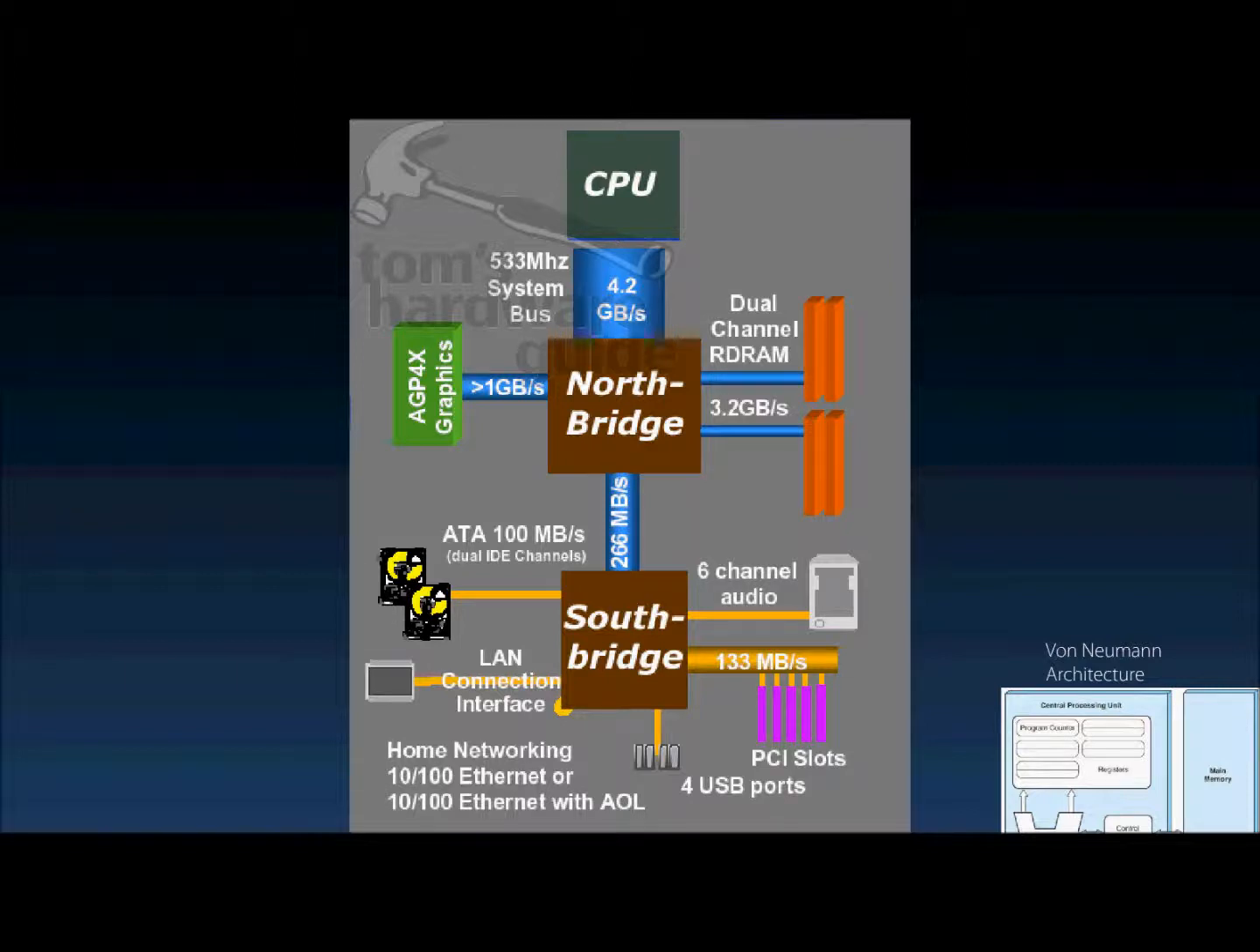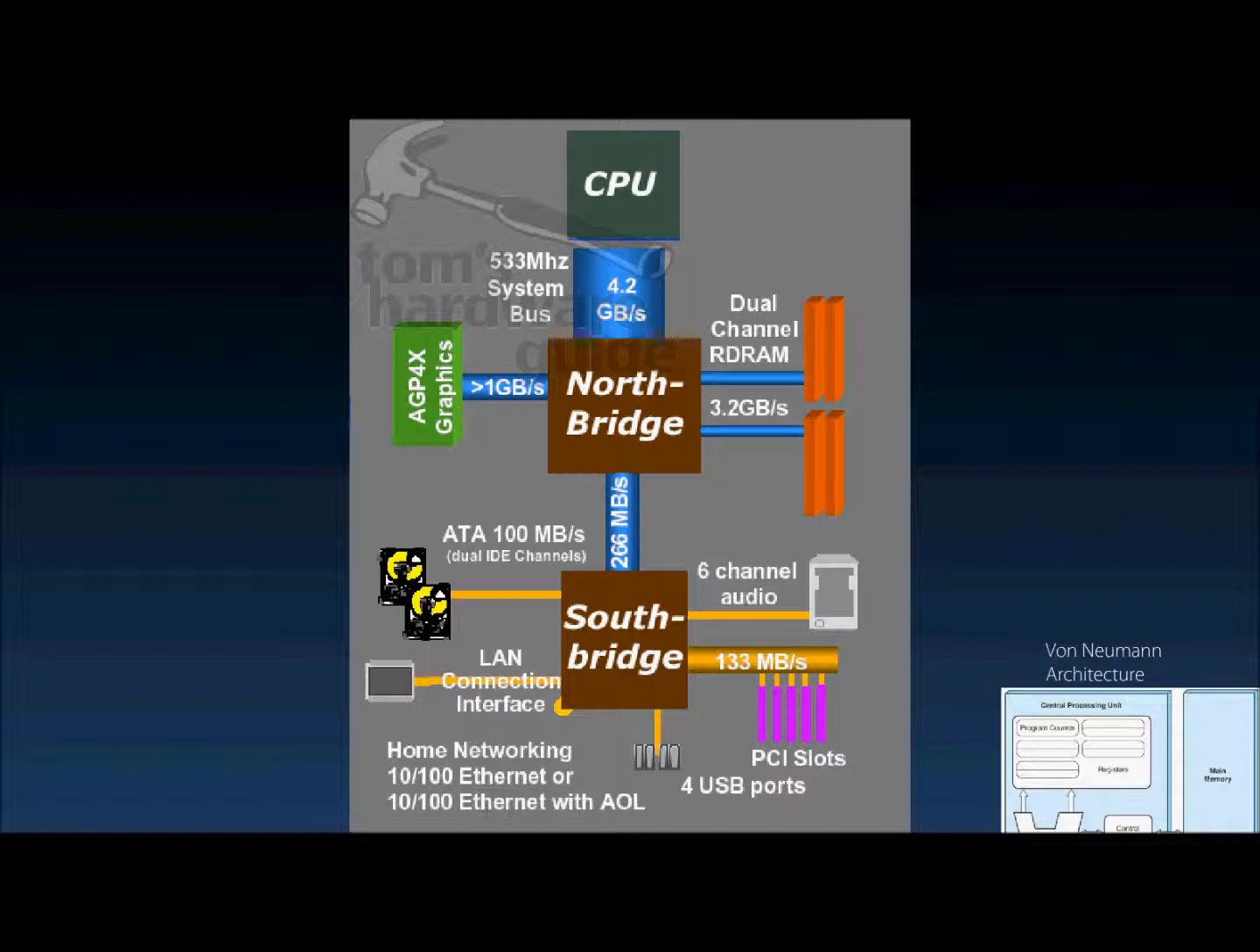The South Bridge is the second chip in the core logic chipset. It handles slower communication, because it is not directly connected to the CPU. It handles communication between PCI, SATA, USB, audio communication, etc.